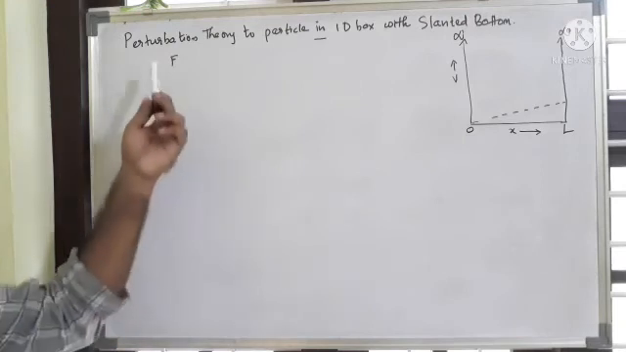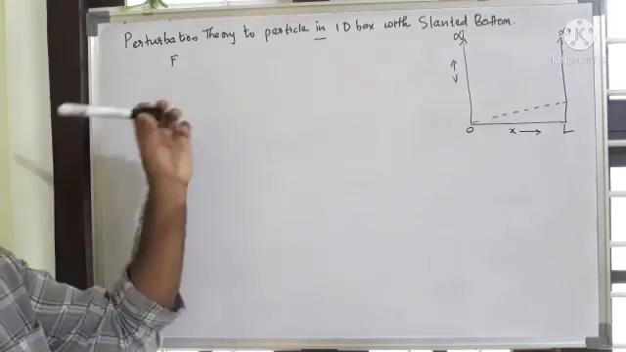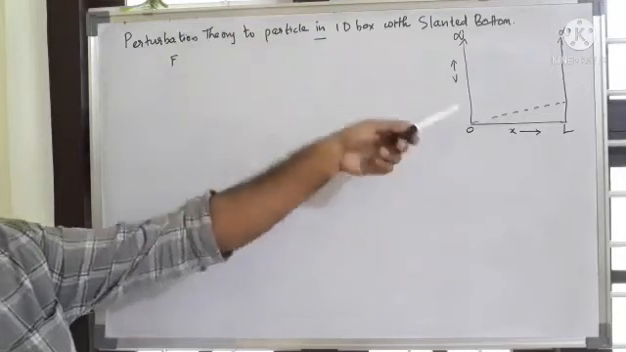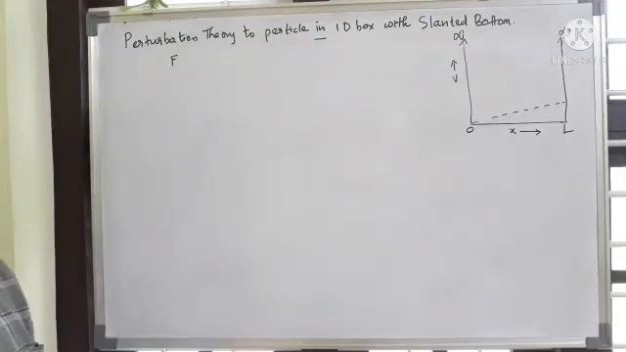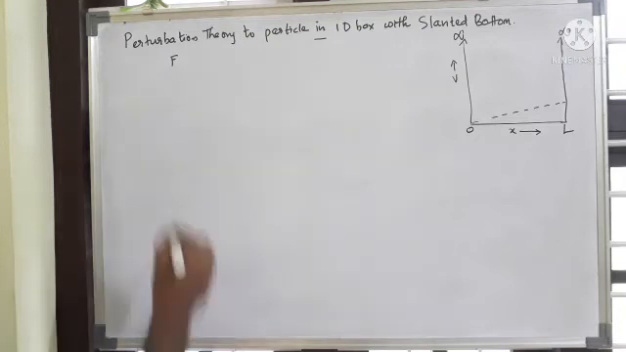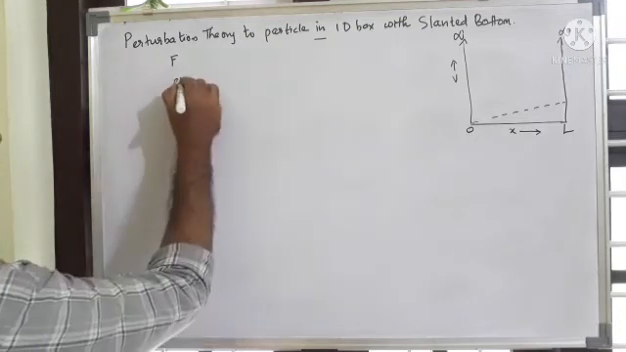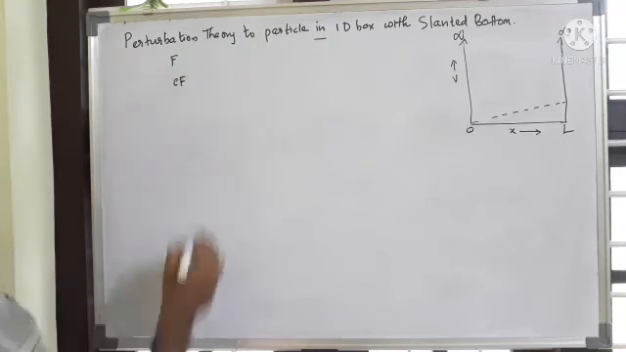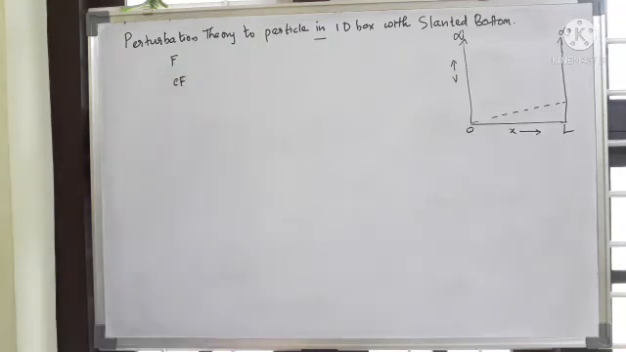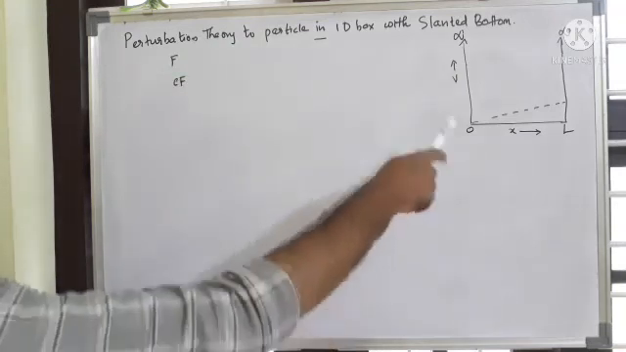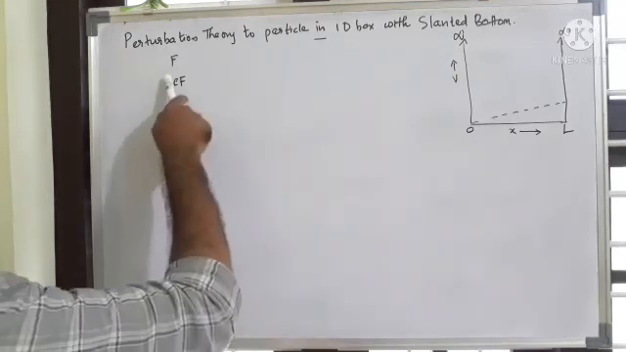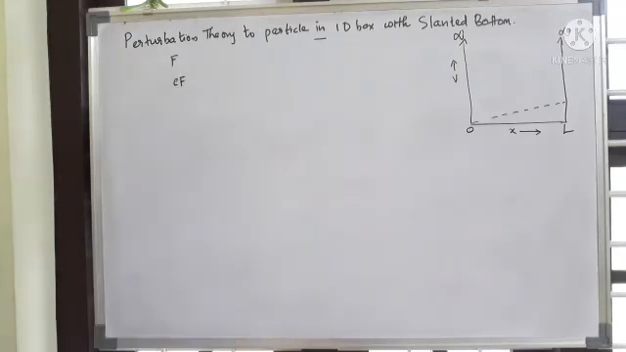If we apply the electric field of strength F to the system, there develops a perturbation, and that perturbation will be equal to E into F. If we apply an electric field of strength F in the one-dimensional box, it develops a perturbation that is E into F.